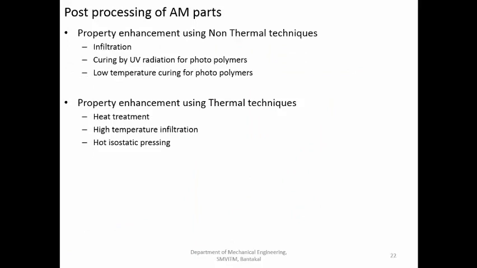So another post-processing activity is improving the property, usually the strength of the component. It can be done in two ways: by using non-thermal techniques, or by using thermal techniques. Whenever we say non-thermal techniques, it means we are not using a lot of heat. Whenever we say thermal techniques, we are using a lot of heat energy. In normal non-thermal techniques, the first one is infiltration. Infiltration means filling the gaps which are present in the workpiece by using some other material, so that the strength of the workpiece is going to increase.